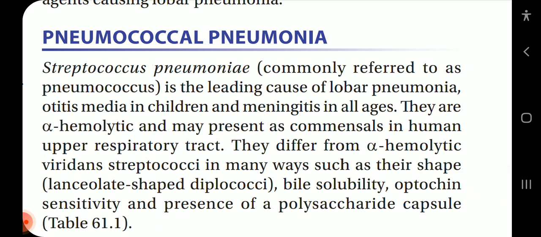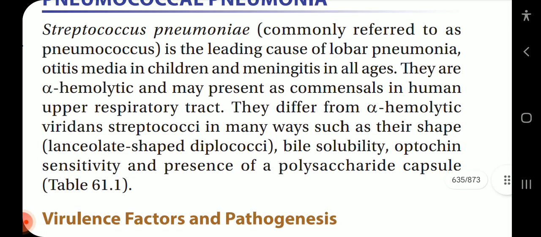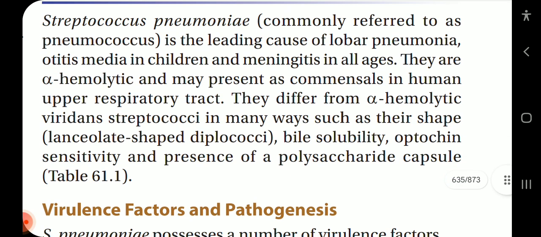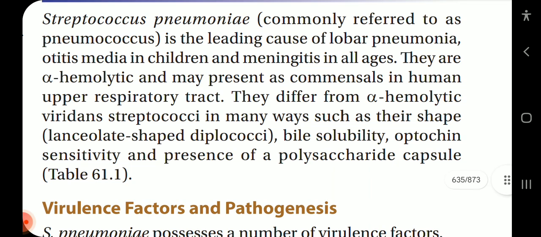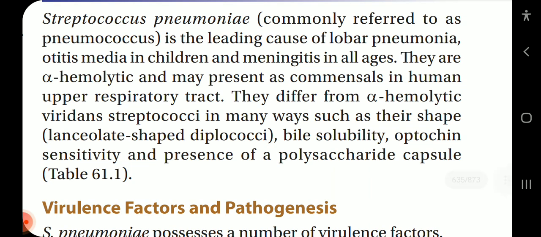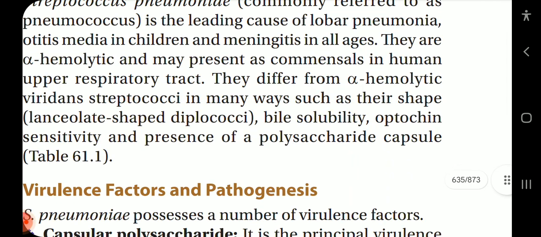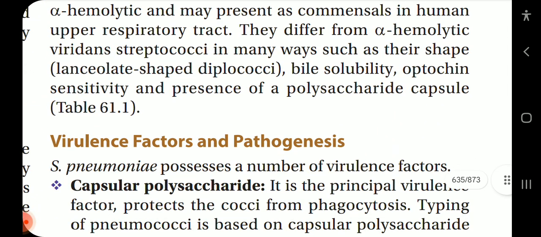Pneumococcal pneumonia. Streptococcus pneumoniae, commonly referred to as pneumococcus, is the leading cause of lobar pneumonia, otitis media in children, and meningitis in all ages. They are alpha hemolytic and may present as commensals in the human upper respiratory tract. They differ from alpha hemolytic viridans streptococci in many ways, such as their shape, lanceolate shaped diplococci, bile solubility, optochin sensitivity, and presence of a polysaccharide capsule.